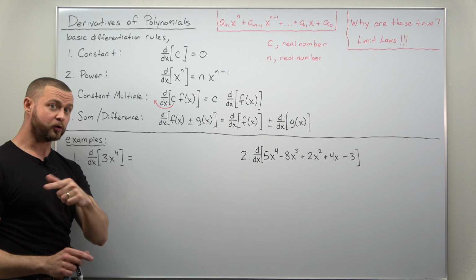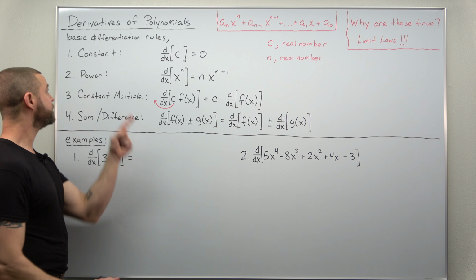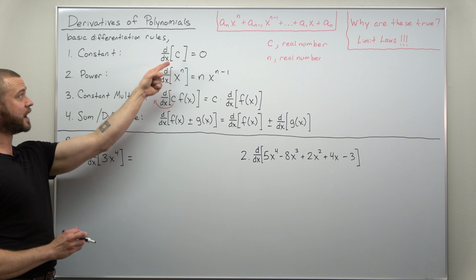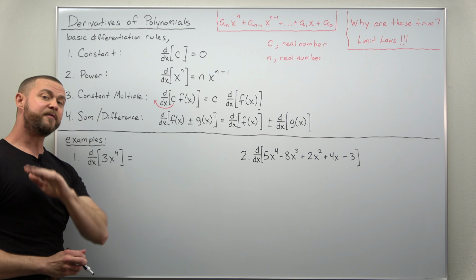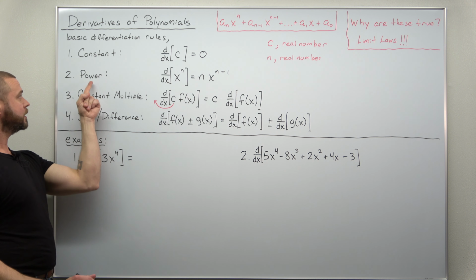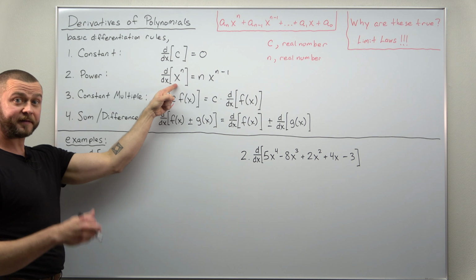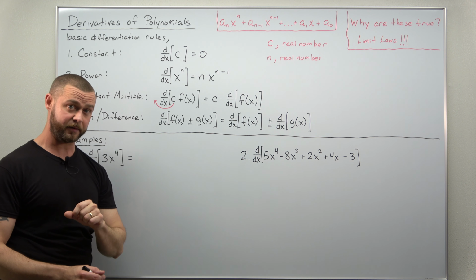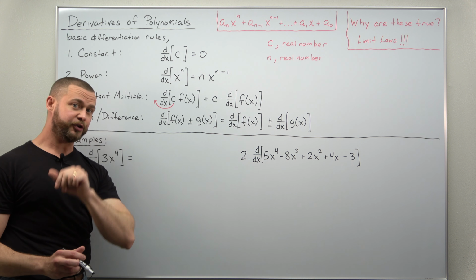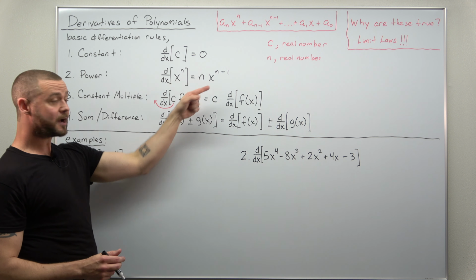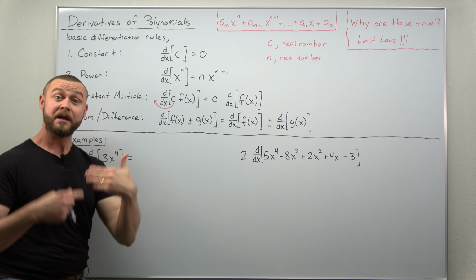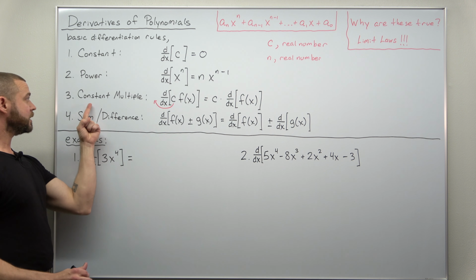So the four rules that we're going to combine all together: first, the derivative of a constant. The derivative of any constant is 0. Next, the power rule. The derivative of a power of x, x to the n: we bring the power n down front and then subtract 1 from the exponent. And the other two that we're going to need to basically combine these powers of x into a polynomial.